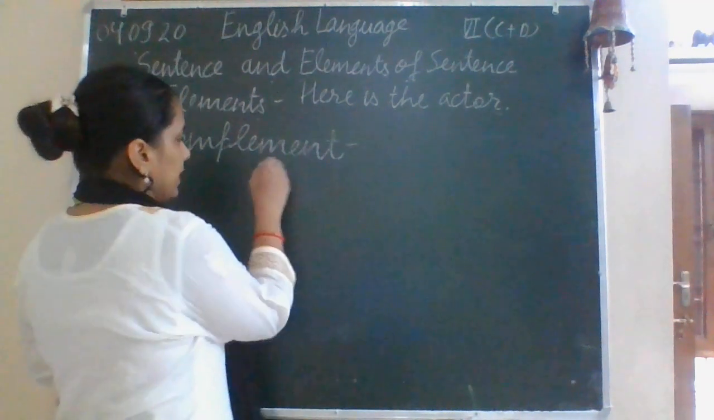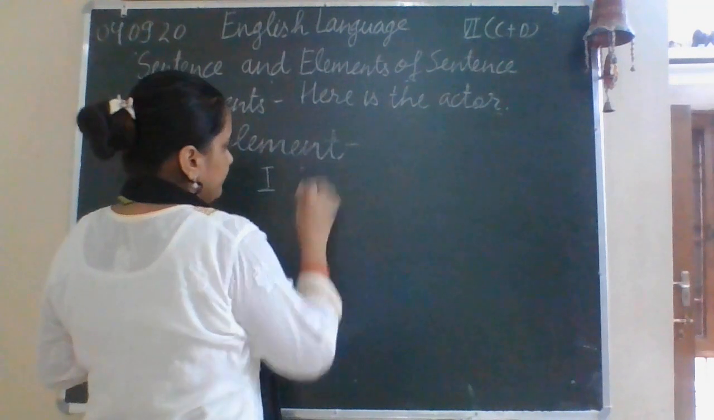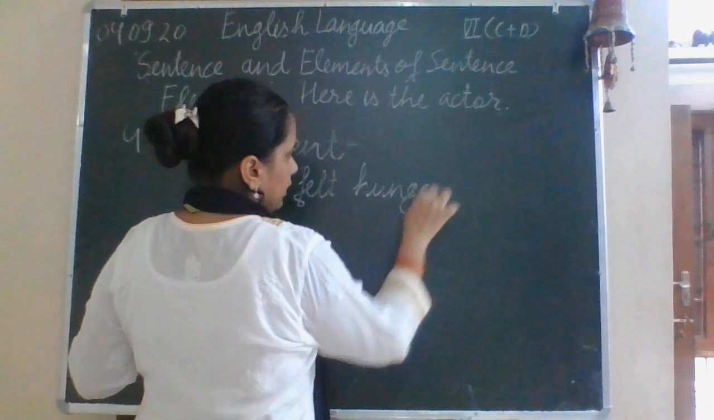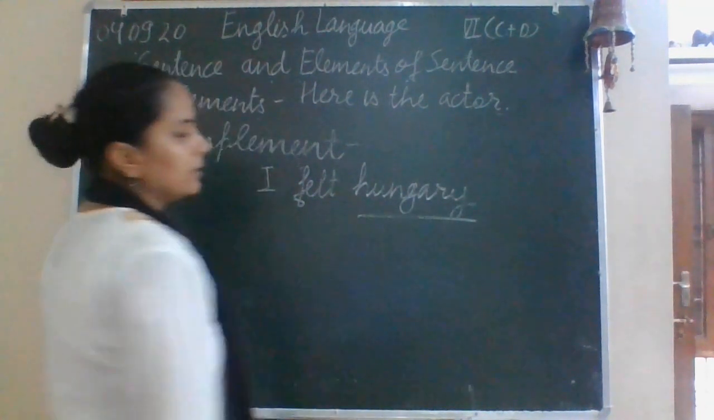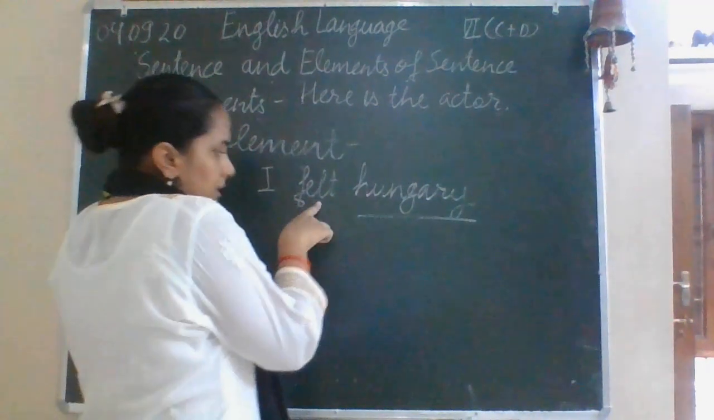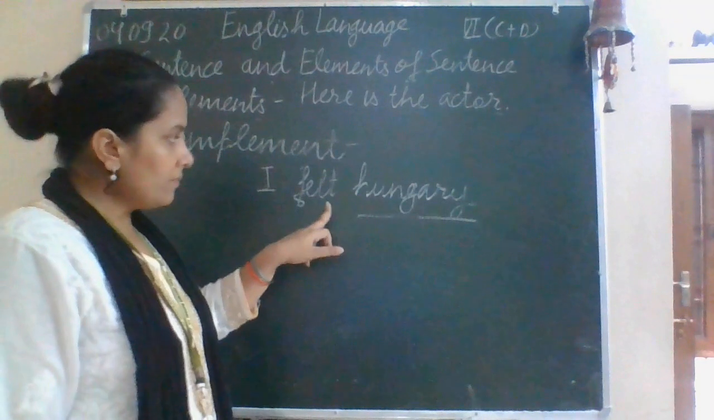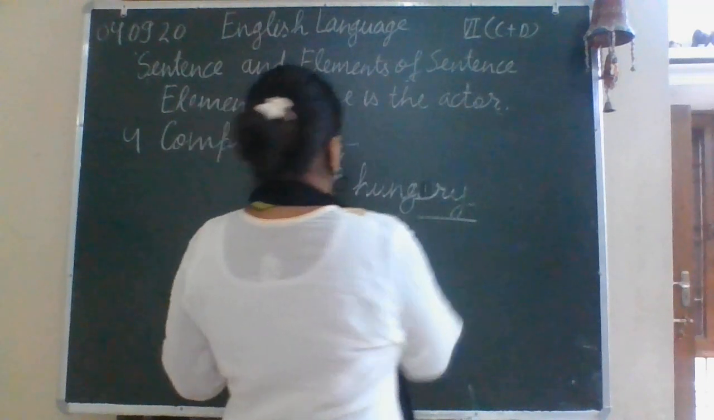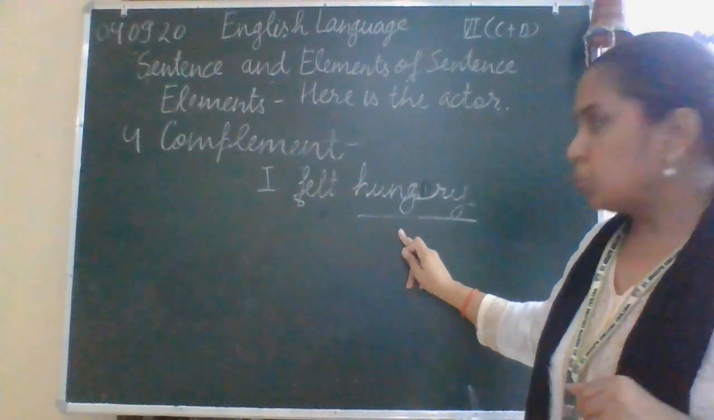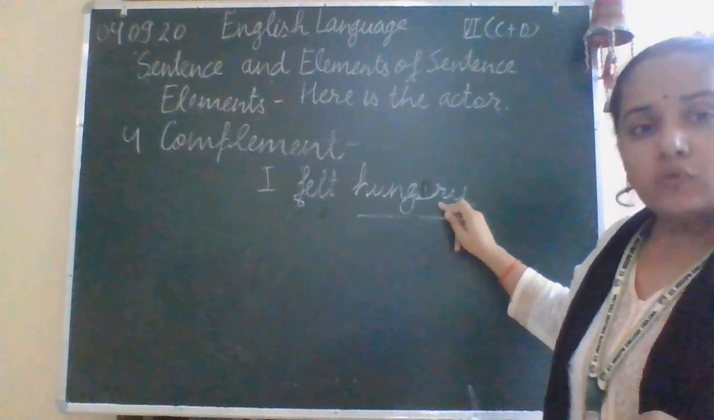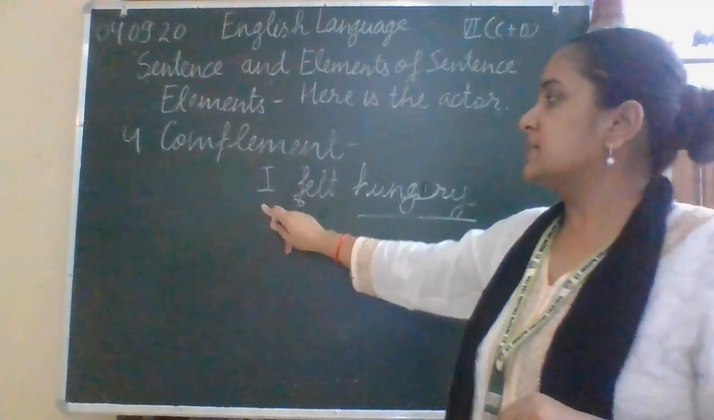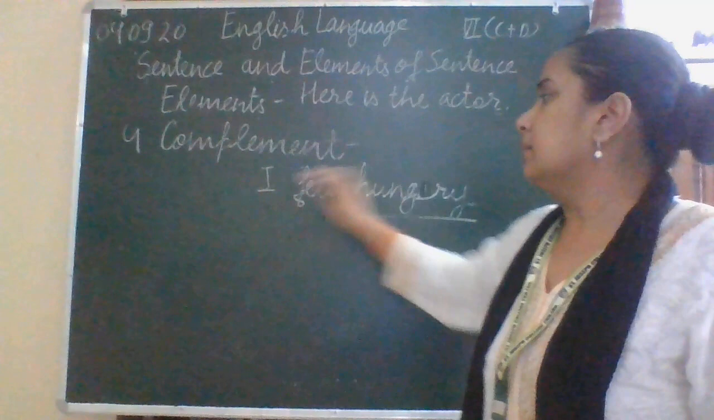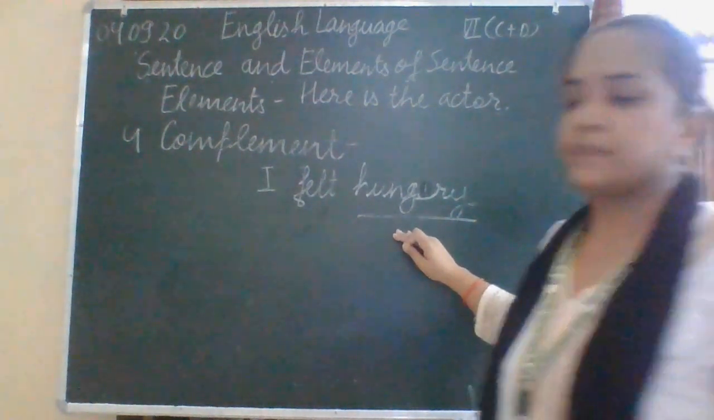For example, I felt hungry. So here this hungry is the complement. It is coming after the verb. Felt is the verb, and about whom is this hungry telling? This hungry is telling about I. What is I? The pronoun, the subject. So here this is the complement.